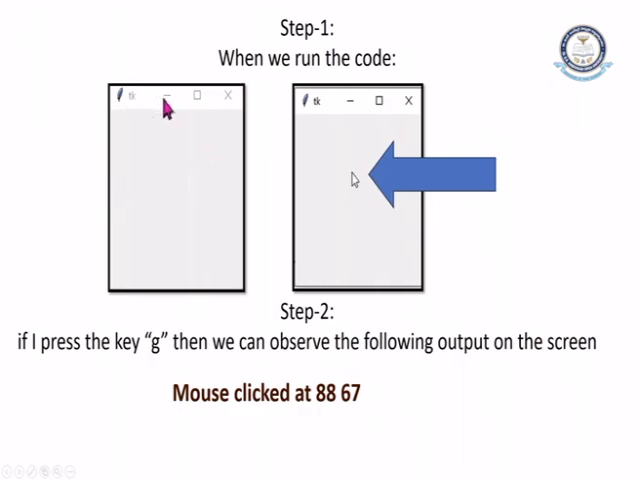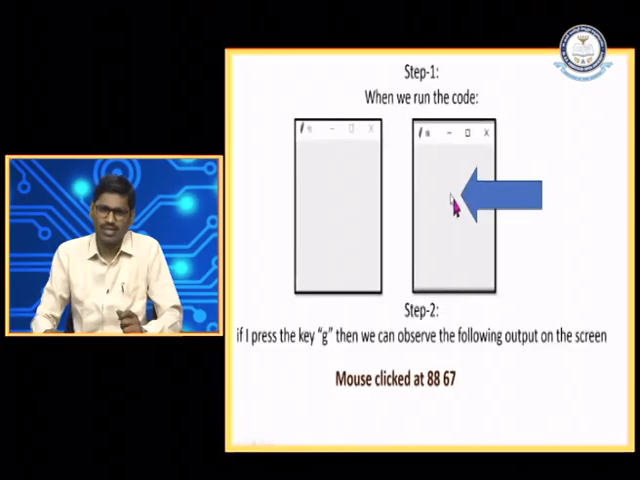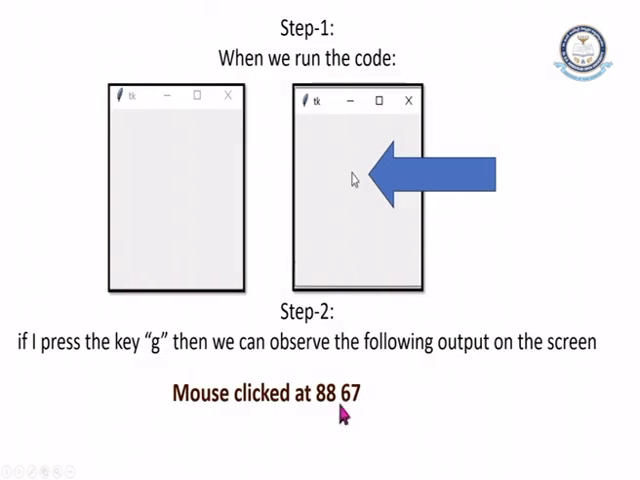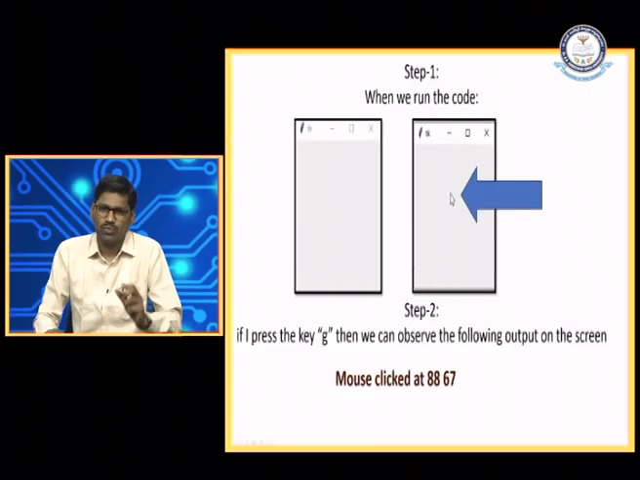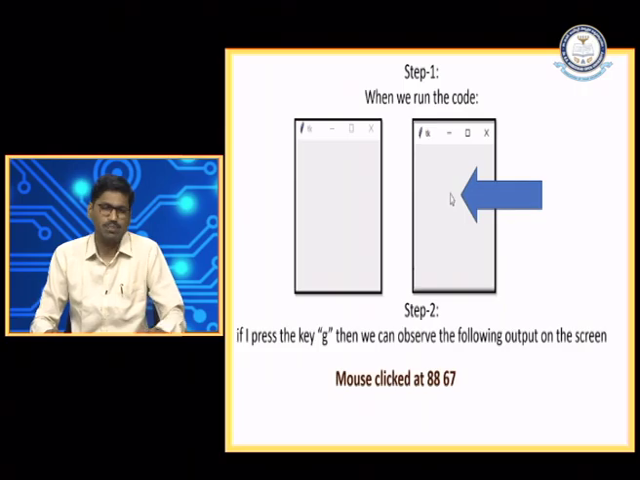Now, the code we discussed so far, just try to execute that. The first time you get this type of output. Observe, and assume that I clicked here, then you may get the output like this: Mouse clicked at 88 67, nothing but 88 is the x coordinate value and 67 is the y coordinate value. So where you click, those values will be displayed.